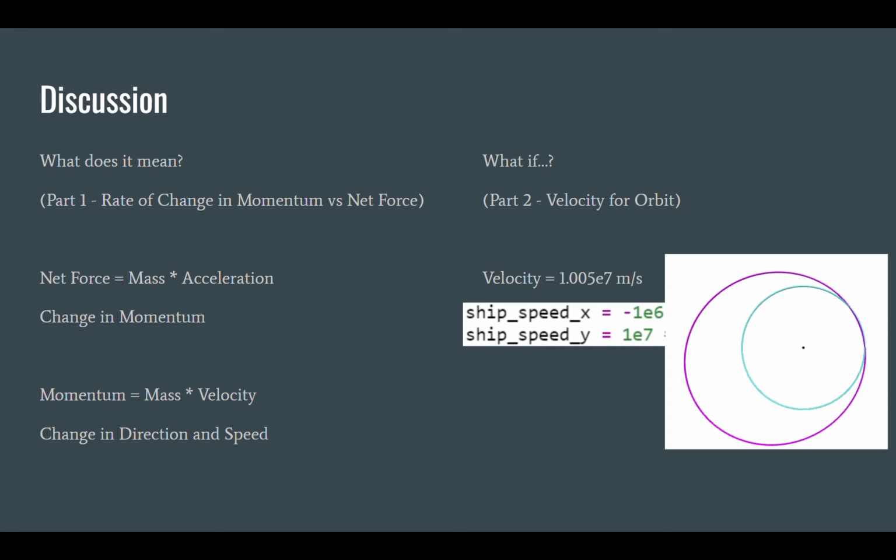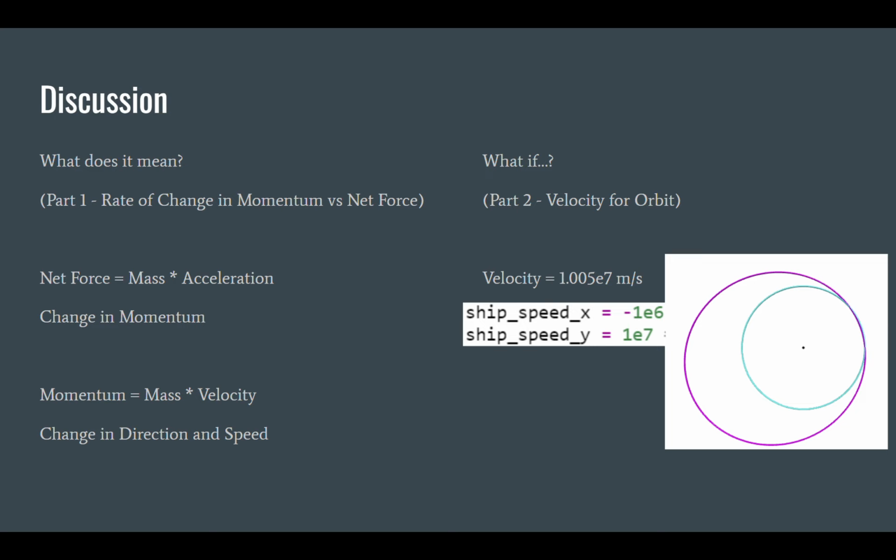Now, what does it all mean? The rate of change versus net force. Both of these will be about the same value all the time, but they represent different things. The rate of change in momentum represents the change in the mass and velocity over a time, while the force represents an acceleration of a mass.